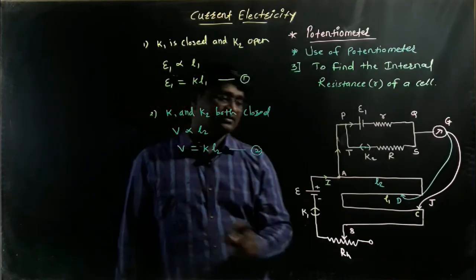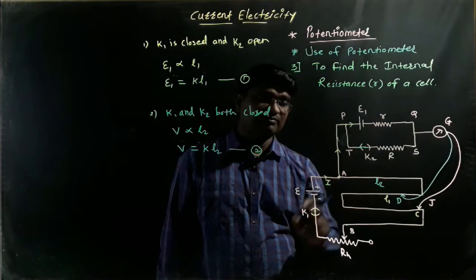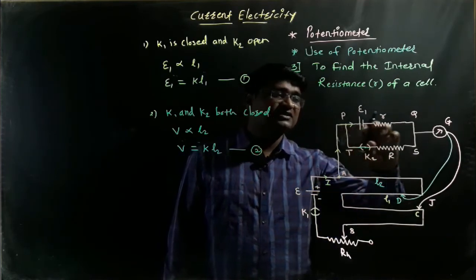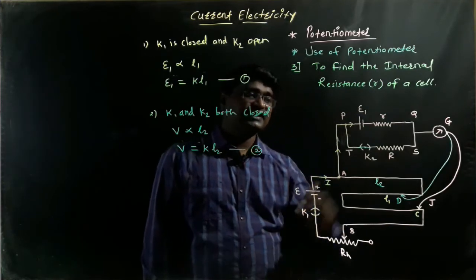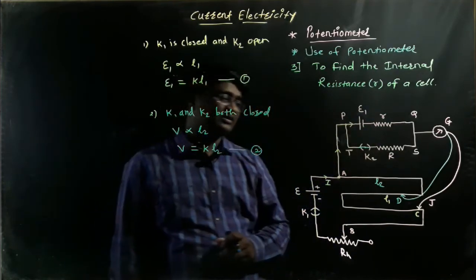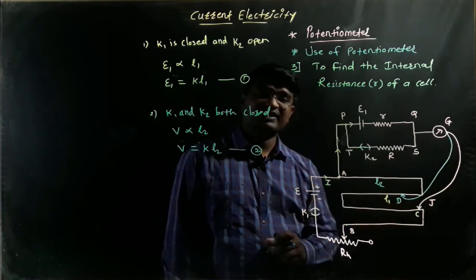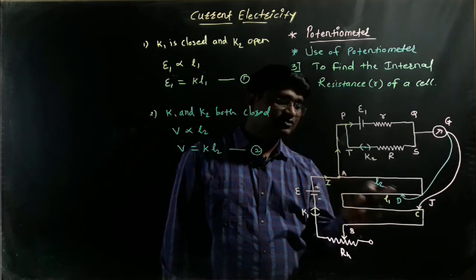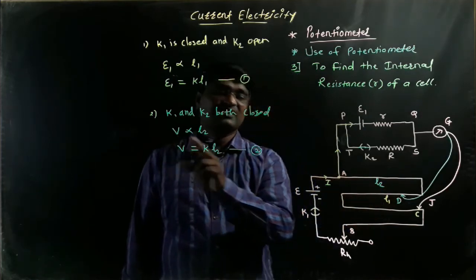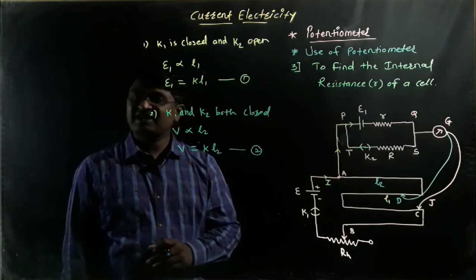But after that, we close the keys K1 and K2. Both keys are closed, and electric current passes through the total circuit. When electric current passes through the total circuit, the total potential will be denoted by V. When the jockey touches at the point D, again we observe the null point. It means that the length AD will be denoted by L2 and the total potential by V. So as per the principle, we get equation number 2, V is equal to KL2.